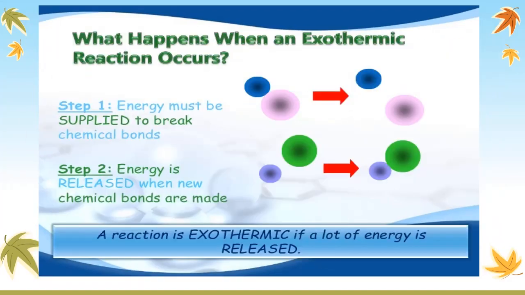Let's have a look at what happens when an exothermic reaction occurs. Step number one: energy must be supplied to break the chemical bonds. You know that elements are chemically bonded. Any molecule, any compound is formed when two or more atoms combine, they bond together. And then step number two: energy is released when new chemical bonds are made, meaning new substances are made. A reaction is exothermic if a lot of energy is released.